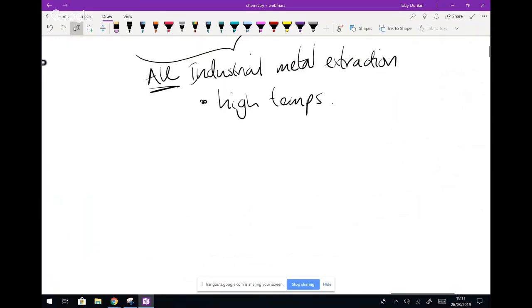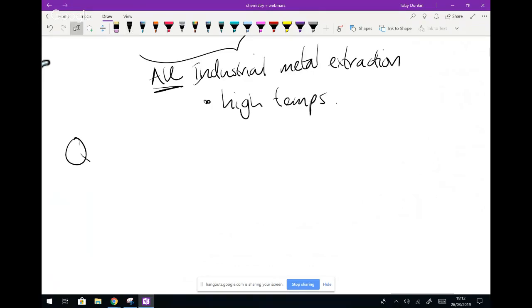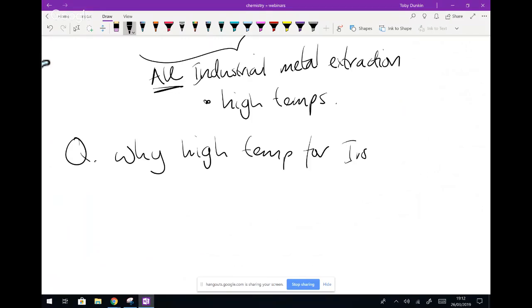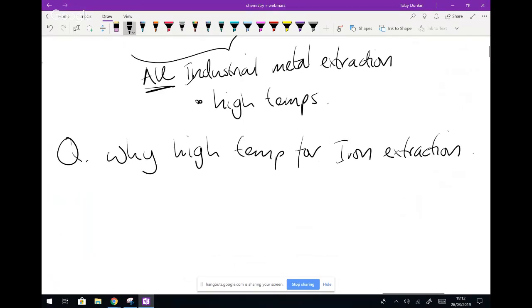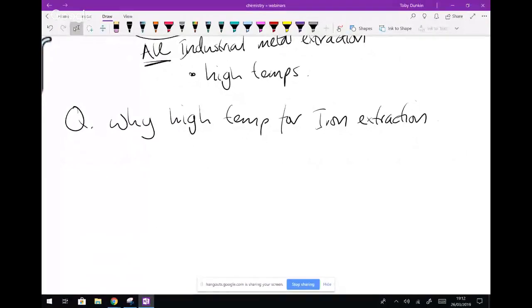I want to give you some questions. The first question I'm going to put for you is: why are high temperatures needed? Why high temperatures for iron extraction? Now, of course, they're going to give you a diagram, and they could actually ask you how it's generated, as long as they give it to you in context and give you the details.